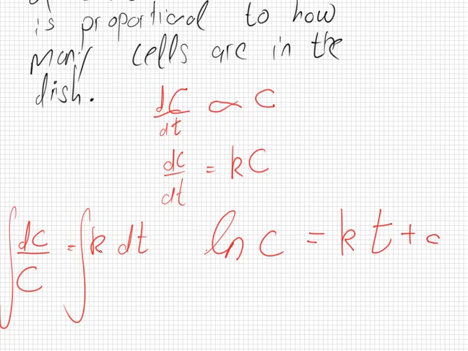So suppose this was dx. What is the antiderivative of a constant? Like, what is the antiderivative of 5? Can I move on or not? Right. How do I cancel the log? With an e. So now I get C equals e^(kt + c).